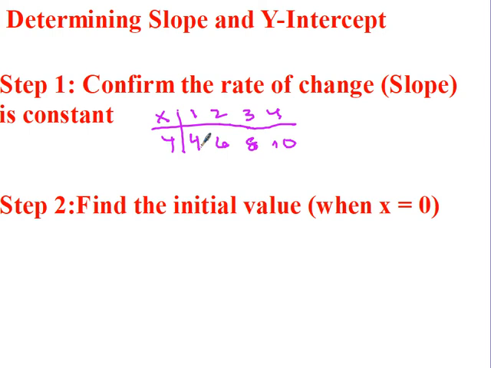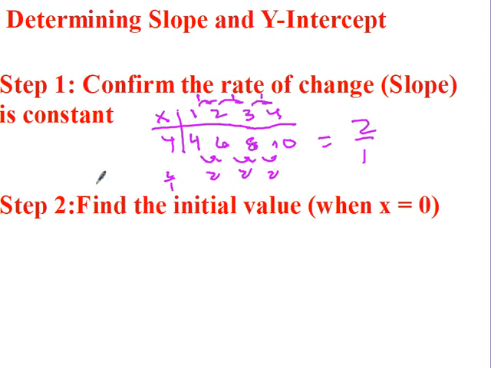So I need to make sure that I have a constant rate of change by finding my change in y and dividing it by my change in x. My change in y here is 2, and my change in x is 1, so that means that my rate of change is 2 over 1. And I need to make sure it's 2 over 1 every single time, which this one particular is. It's going up 2 and it's going up 1 every single time. So my rate of change would be 2 over 1.